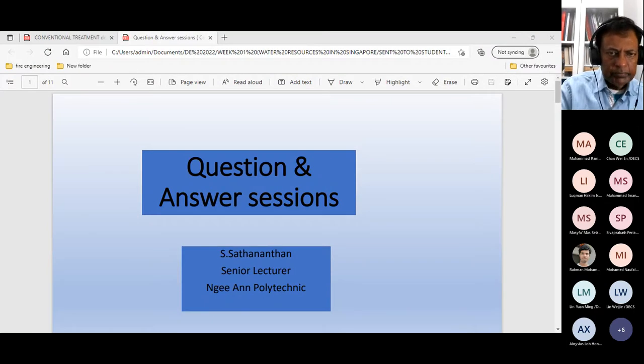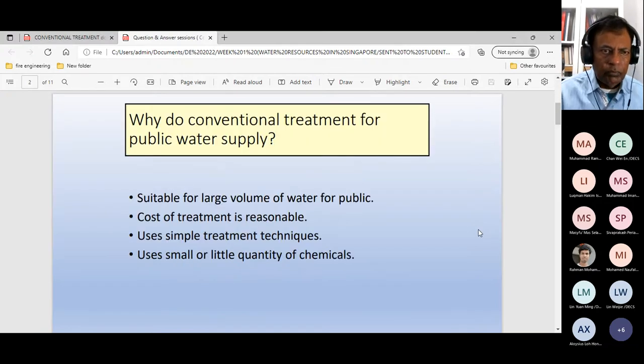The first question: why do conventional treatment for public water supply? What is the main reason why you want to adopt conventional treatment for public water supply? The reason why we adopt conventional treatment is because we have to treat a large volume of water for public supply.